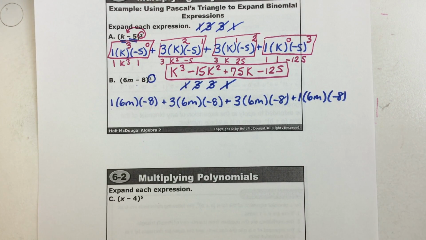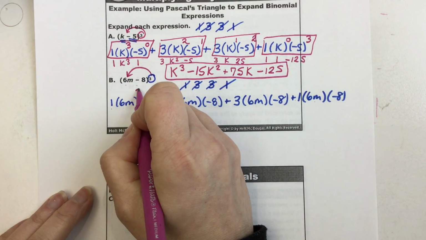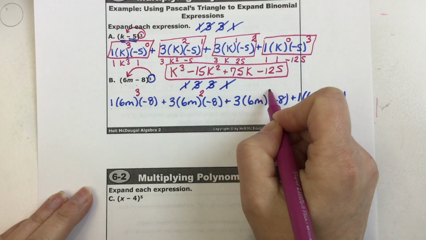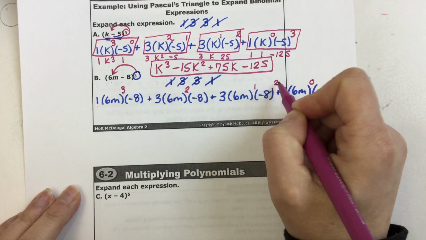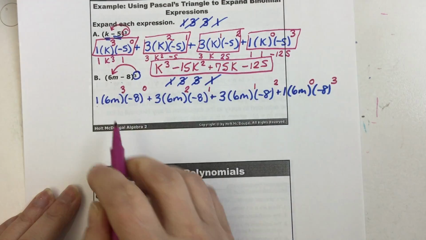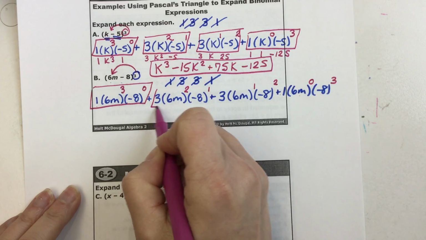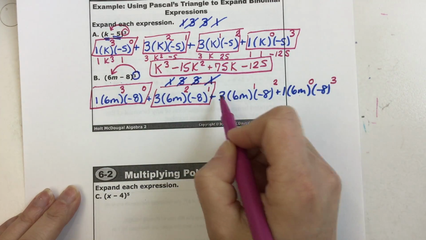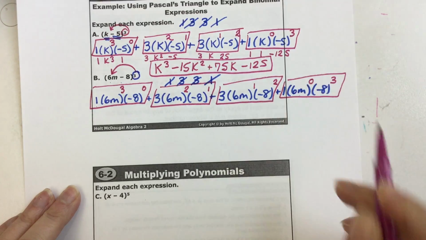Now we go ahead and we add the exponents. The 3 goes to the 6m first. Then it goes to a 2, then a 1, then a 0. The negative 8 gets the 3, then the 2, then the 1, then the 0. This is a chunk. Make sure the exponent adds up to 3. It does. This is a chunk. Exponent adds up to 3. This is a chunk as well as this piece.